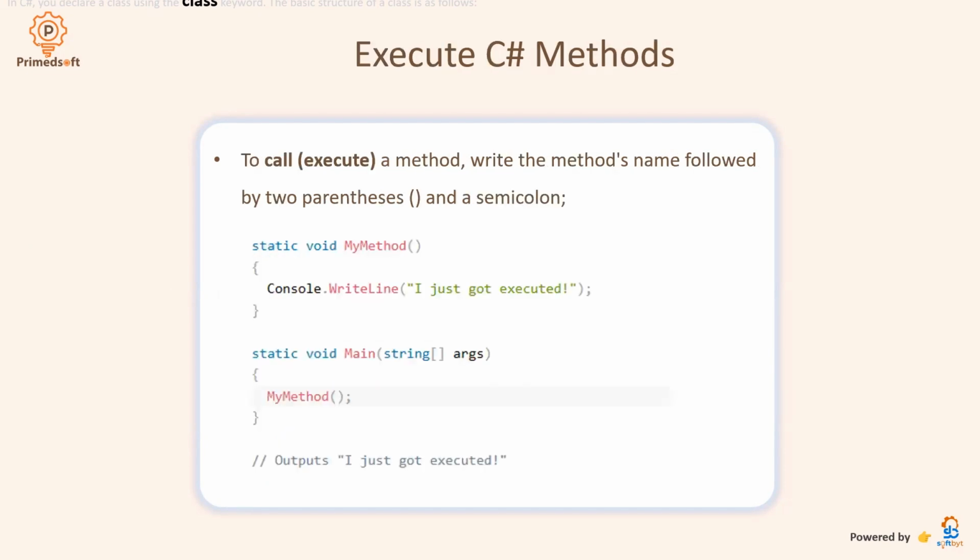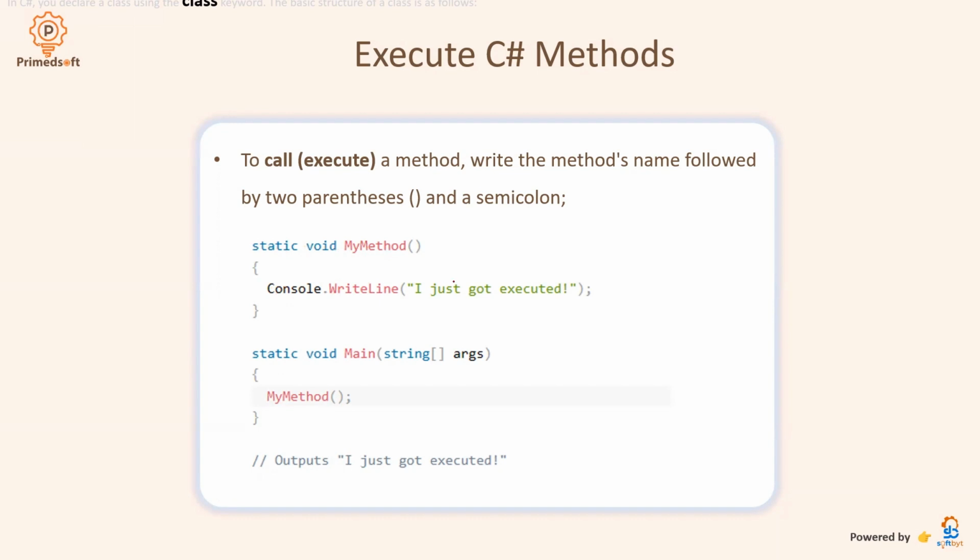Like I said, you call a method to run the code inside it. When I say call or execute a method, you write the method name followed by two parentheses, which is open and close bracket, and a semicolon. So if you look at this, we haven't added the class to this. You have your static void main method. So this is your method.